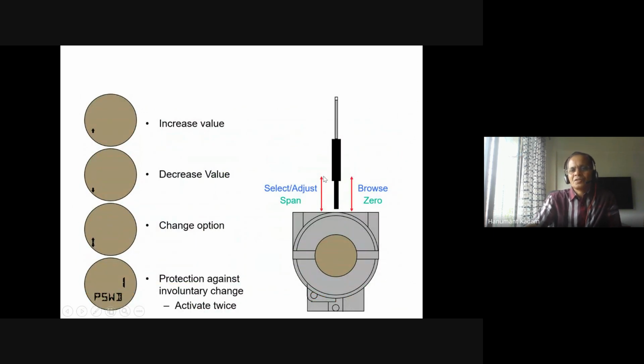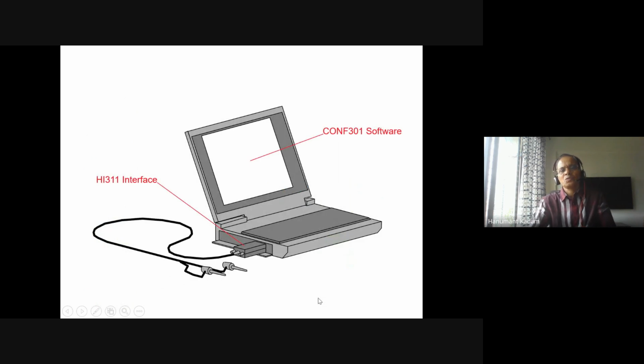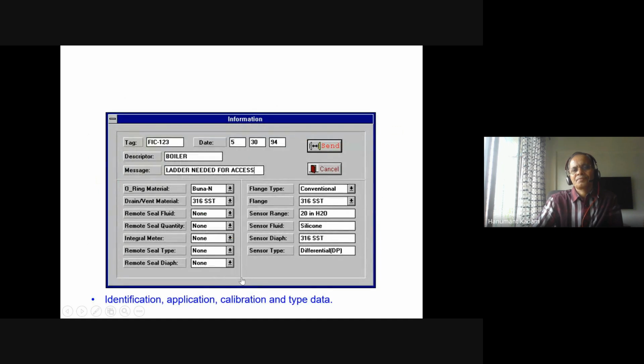So these are my select buttons here: two buttons for increase value, decrease value, change option like this. Another tool is a laptop or iPad, and you can connect it through a modem. A HART modem is required with your PC or laptop, and you connect it to the transmitter. You will get a better screen here because on a laptop you get more clarity of information.